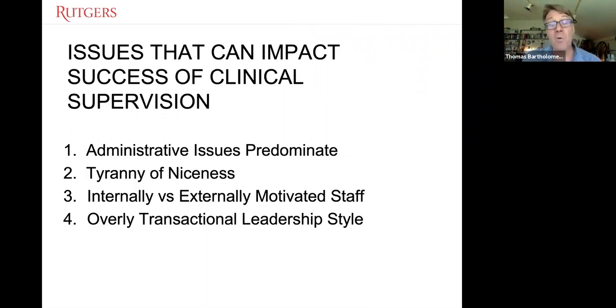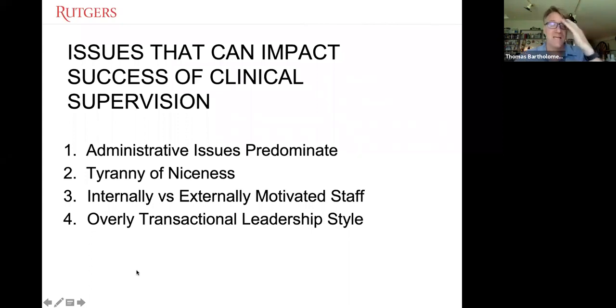That type of group requires some different approaches than the internally motivated group, which are folks who want to do the practice. It's their profession and they're really motivated and into it. So in future editions of this training series, we'll talk about some of the different strategies between internally and externally motivated staff, how to work with them.